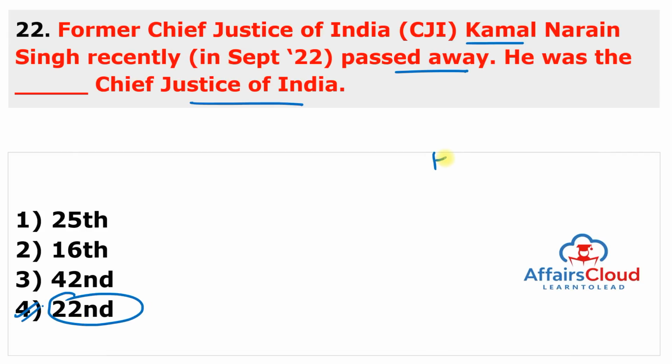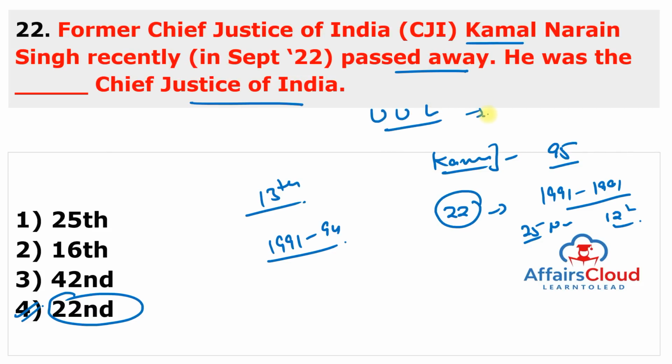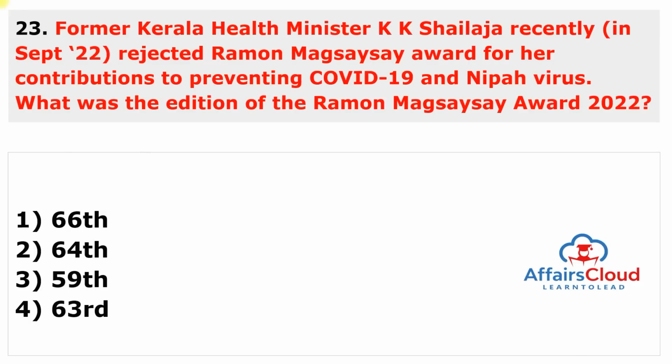So former Chief Justice of India Kamal Narayan Singh ji passed away at the age of 95 in Prayagraj in Uttar Pradesh. He was the 22nd Chief Justice of India with the term from 1991 to 1991. Like he was appointed on 25th of November to 12th of December 1991, making him the Chief Justice with the shortest tenure. He also served as the chairman of the 13th Law Commission of India from 1991 to 94. And currently, Justice U.U. Lalit was appointed as the Chief Justice of India, and he is the 49th Chief Justice of India. Moving to next question, you can also see here the picture of Kamal Narayan Singh or KN Singh.